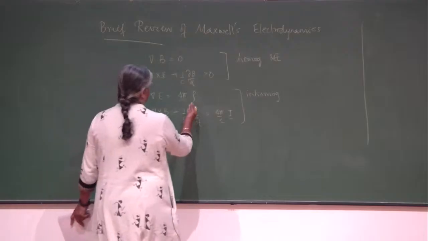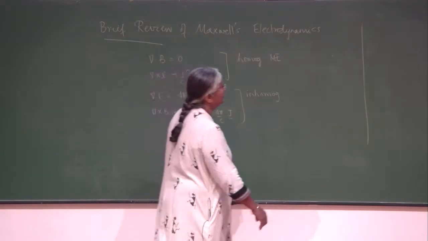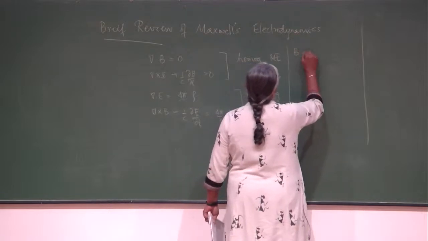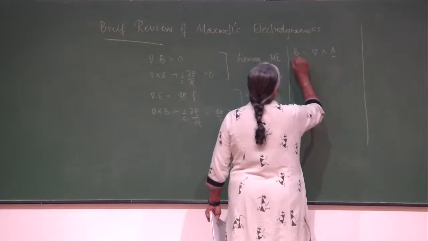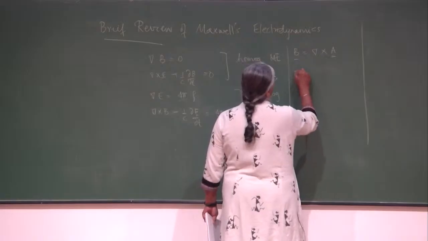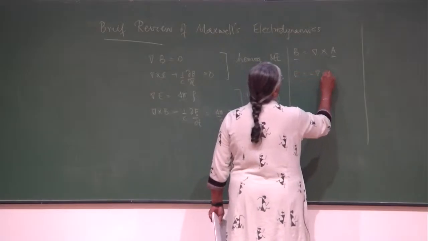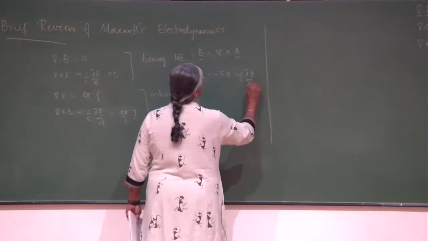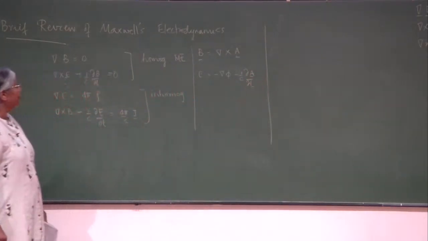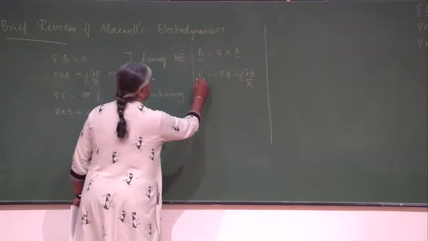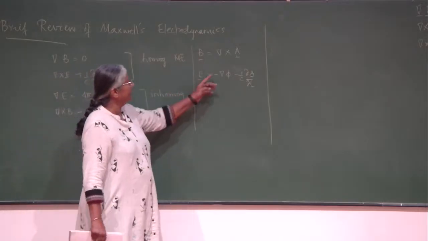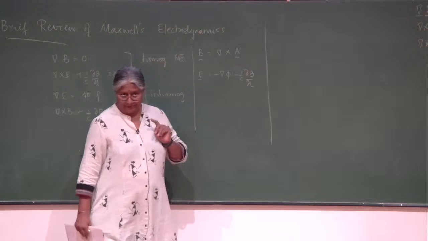Then maybe I should also include over here, when I am saying all this, we have B was del cross A, that doesn't change, but because of that extra piece, E was minus del phi for static fields, minus 1 by C dA by dt. That comes from that extra term that we have got. So you can substitute these quantities and check your definitions. Okay. So then I can write my electric and magnetic fields in terms of the scalar and vector potentials.